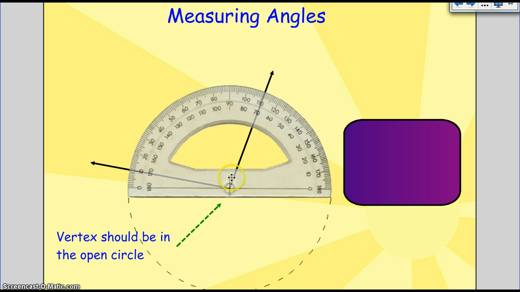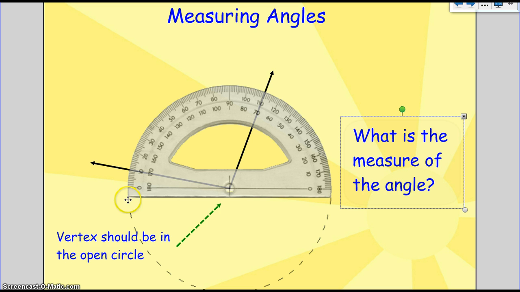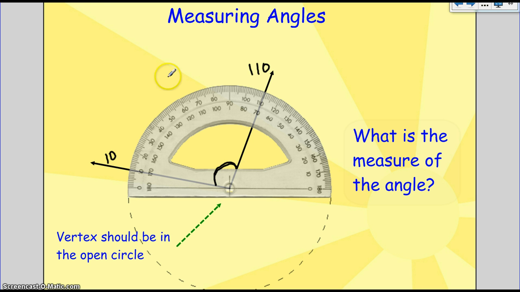When we measure angles, this is a protractor, so the vertex should always be on this hole in the protractor, and we want to line up the horizontal. And when we measure this angle right here from the horizontal, it is 10 degrees, and we measure it from here all the way around here clockwise, it gives me 110. So the measure of this angle right here is 110 minus 10. That gives me 100 degrees. Okay?